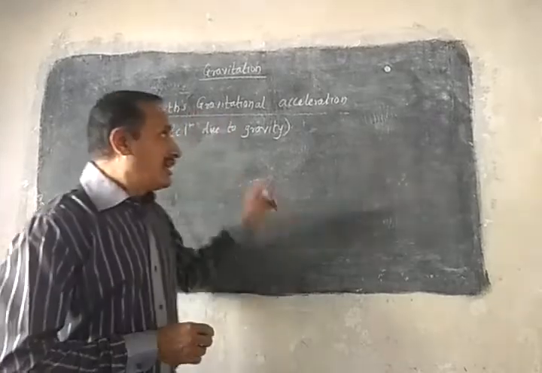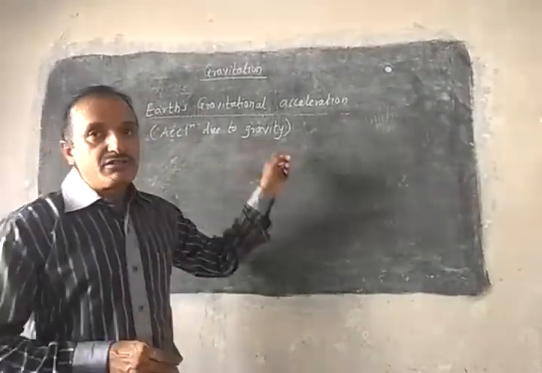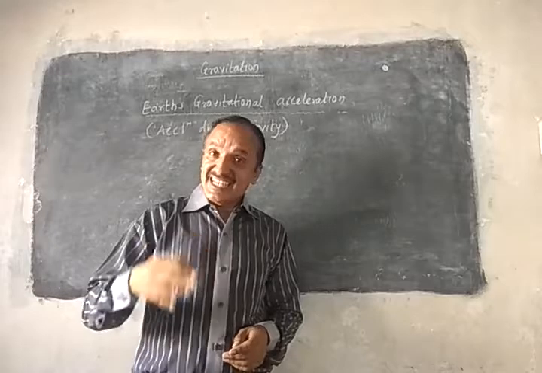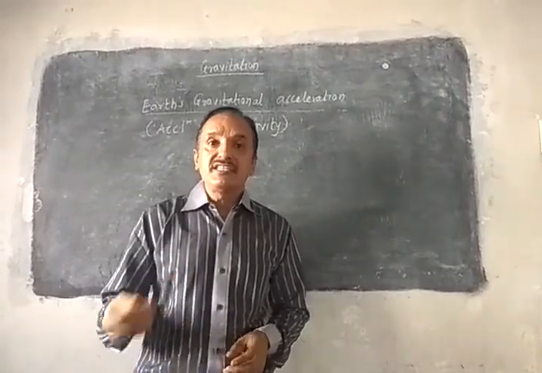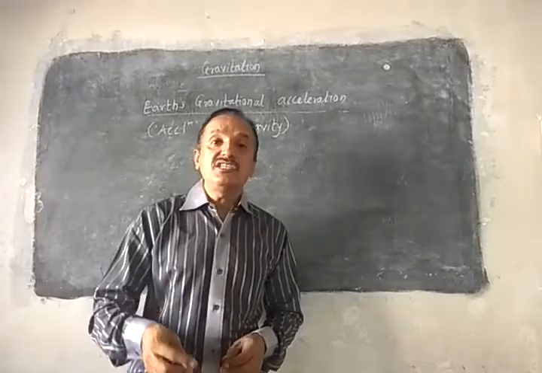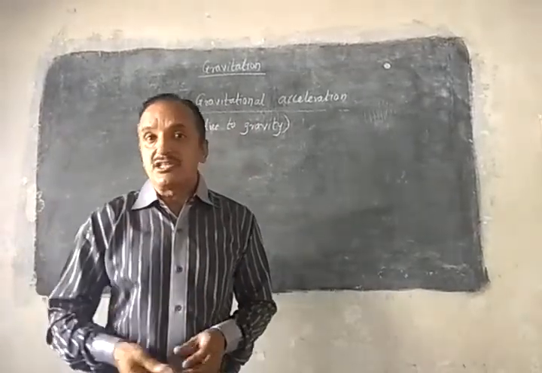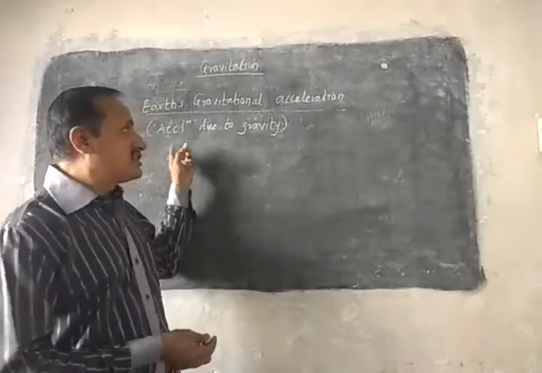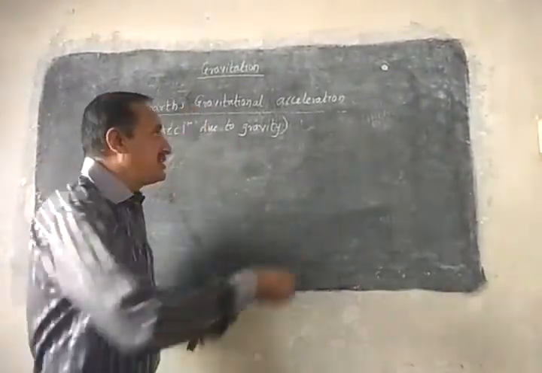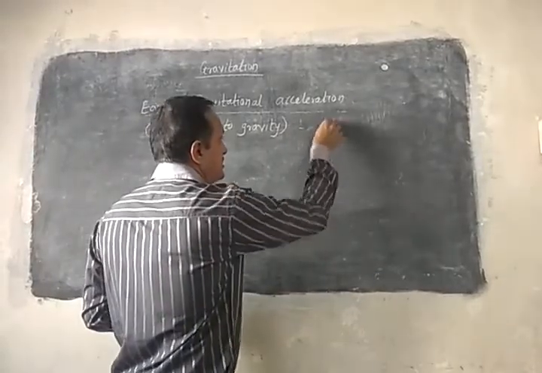See again, acceleration due to gravity means what? When any object accelerates, changing its velocity by the application of the gravitational force of the Earth, then that acceleration is called acceleration due to gravity, and it is denoted by small g.